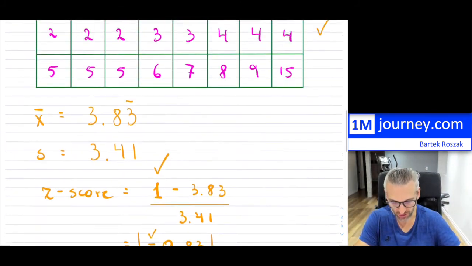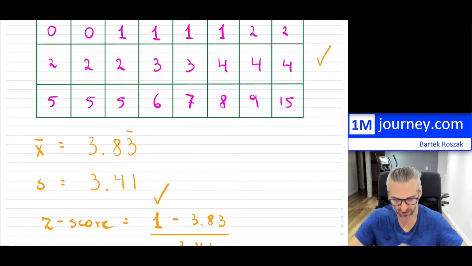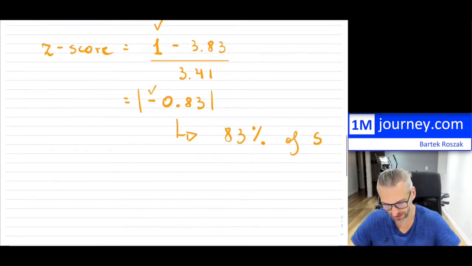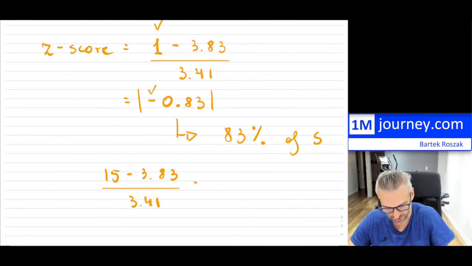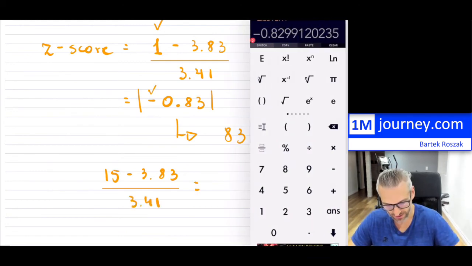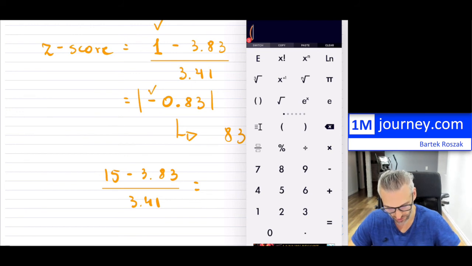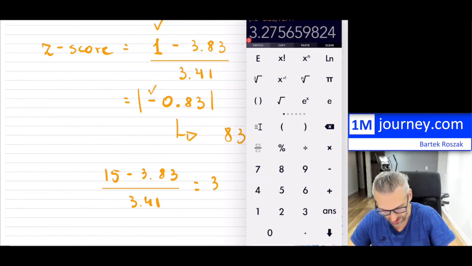And if we took one of the positive values, let's say the last one, like 15, I would take 15 minus 3.83 divided by 3.41. This is going to give us a positive value of some kind. Maybe let me do it all in one: 15 minus 3.83 in brackets divided by 3.41, the standard deviation, and it's 3.275 and so on. I'll just round it again.